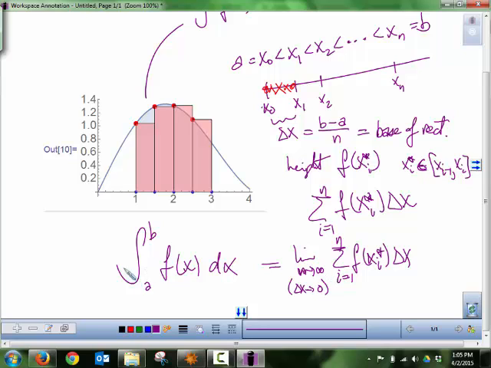So this integral sign is actually a fancy S for sum. Sexy looking S.